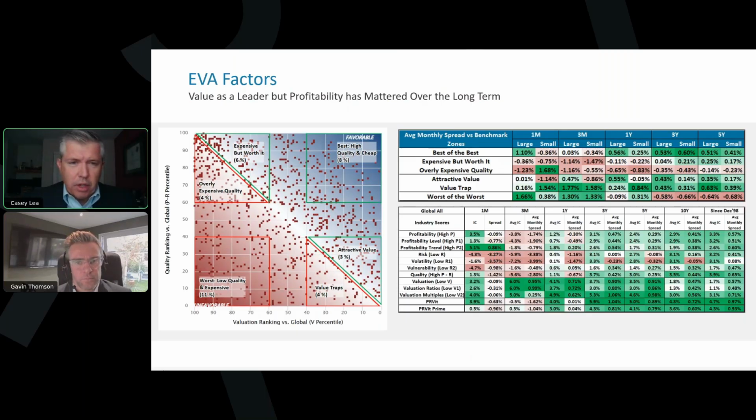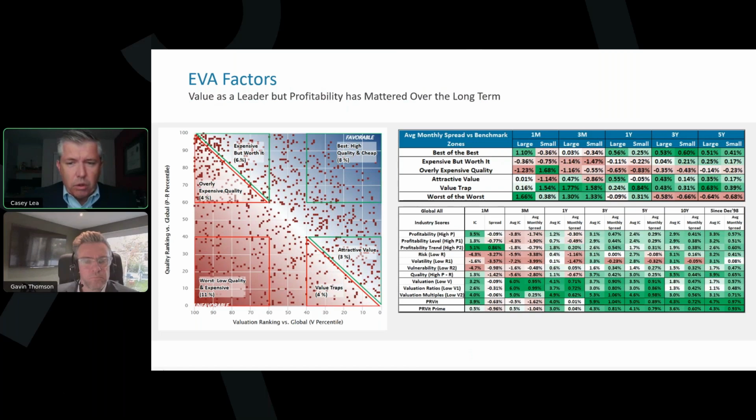We call this the best of the best. This zone has generated strong outperformance over time, as these names can see good performance during a quality or value run in the markets. To the left in that heat map, we have expensive but worth it, and its corollary, the overly expensive quality. In the first one, the names are expensive, but the strong risk-adjusted profitability justifies the price. Whereas in the overly expensive quality bucket, the valuations are not enough to justify the price.